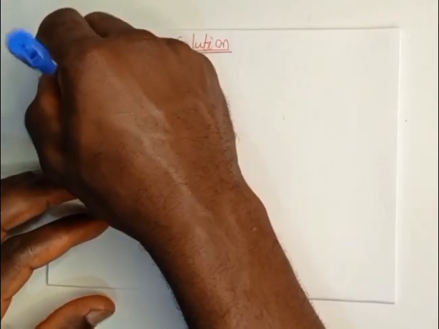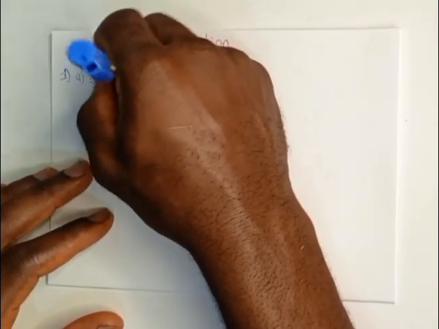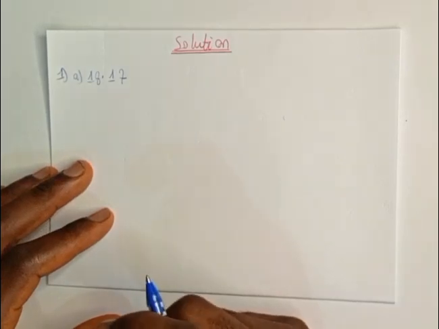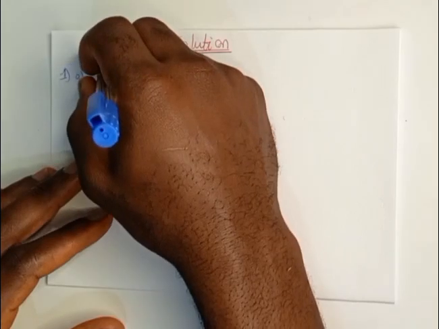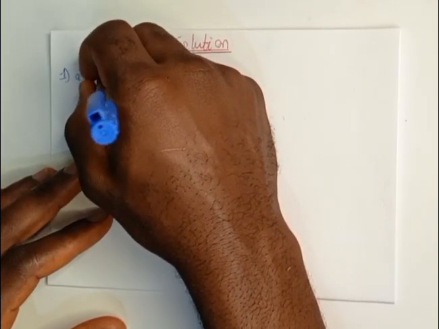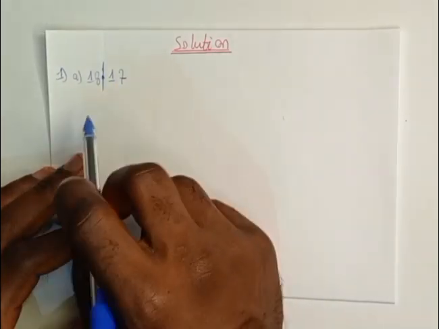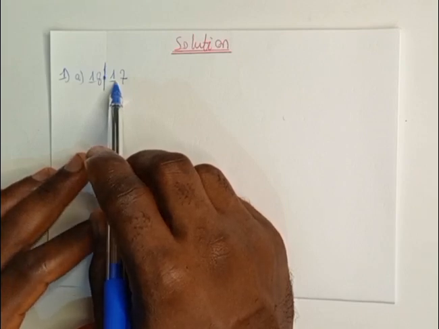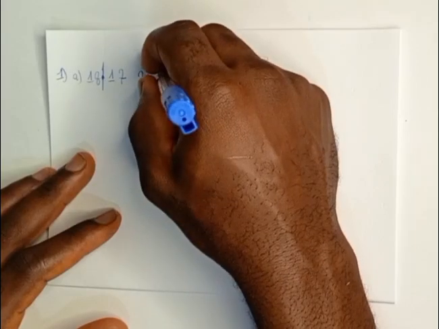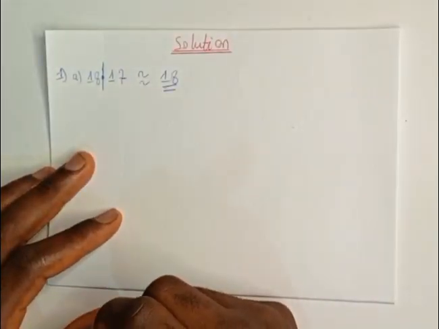Question 1. A, we have the number 18.17. Expressing 18.17 to the nearest whole number simply means we have to eliminate 0.17. We have to round off in between the digits 8 and 1. 1 is less than 5. It is rounded down to 0. This will be approximately 18 to the nearest whole number.